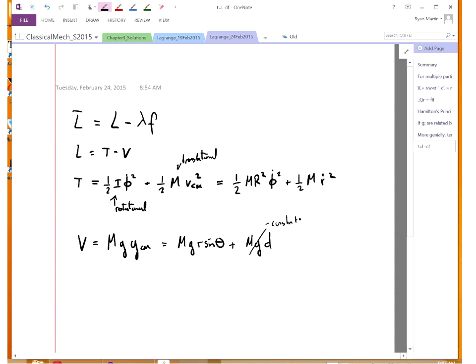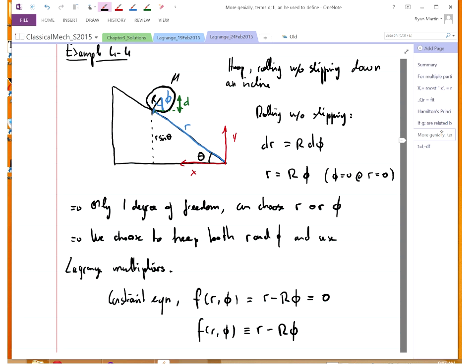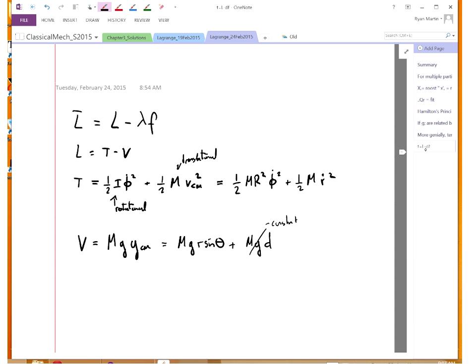If you remember from the last problem, that term just drops, because ultimately we're going to take derivatives of L, and taking derivatives of a constant doesn't matter. That's because it's mathematically equivalent to redefining what zero potential energy is. And here it's not just equivalent, it is where we define zero potential energy. So I'm just going to define the zero potential energy to be at a distance d above the origin or something like that. Hopefully I've convinced you that I really don't need this last term, and I'm not going to keep carrying it around. So I'm going to use for the potential energy only mg r sine theta.